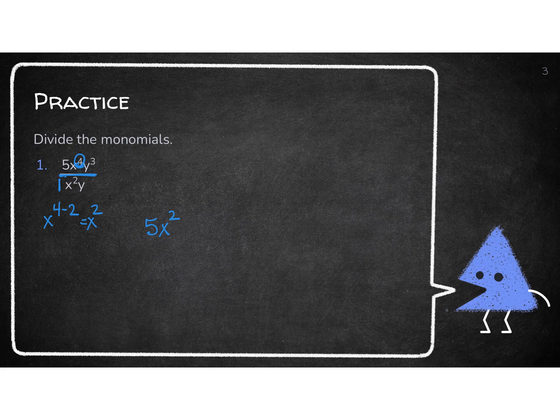Okay, same with the y's. I'm going to do bigger minus smaller. Well, if there isn't a number there, it's an imaginary 1. So I'm going to do y to the 3 minus 1, which is going to give me y to the 2. And the bigger number was on top, so it's going to stay on the top. So you could write a 1 underneath as a placeholder, or you could have just left it as 5x squared y squared. Okay, either one is telling me that it's on top of the fraction.